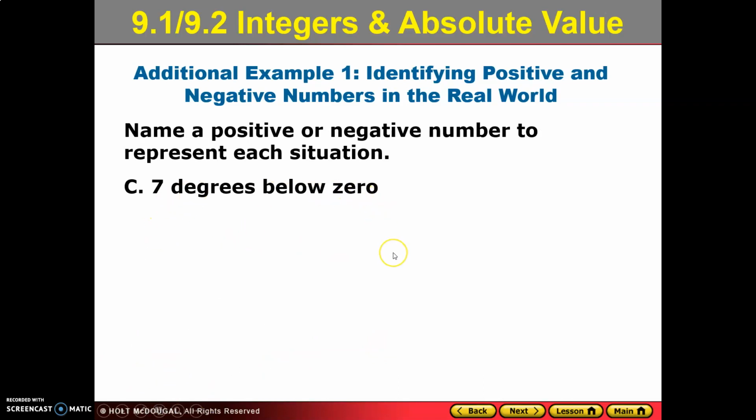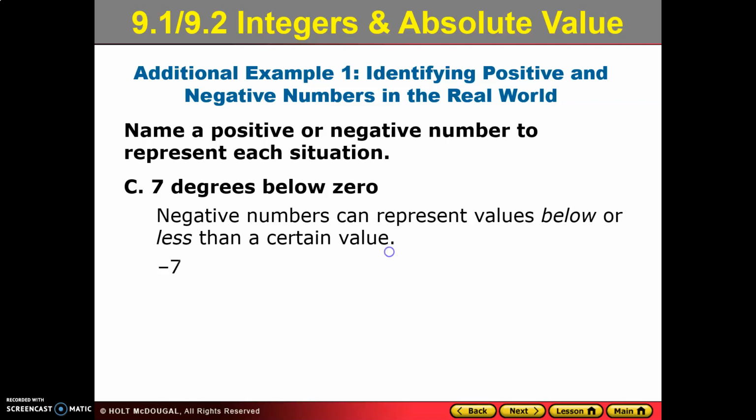7 degrees below 0. We haven't seen that in a while, thank goodness. 7 degrees below 0, again, you're smaller than 0. You're decreasing from 0, so that's going to be a negative number. And we would represent that as negative 7.